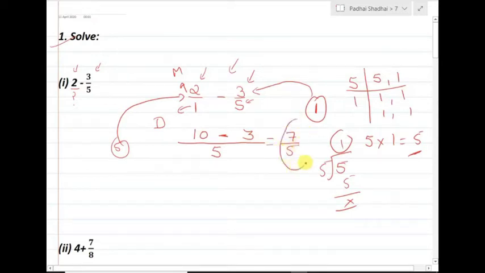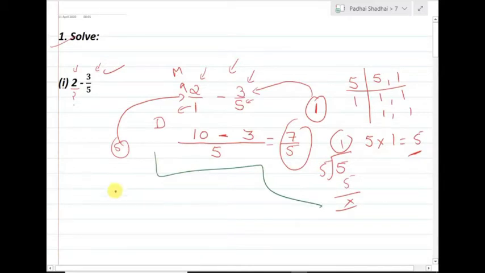Okay, this is one method, beta. We can do this sum in a different method also. I will just show you that method also, beta. But we are going to use this method only for the other sums; just for your information I am giving you. So similarly, 2 by 1 minus 3 by 5.